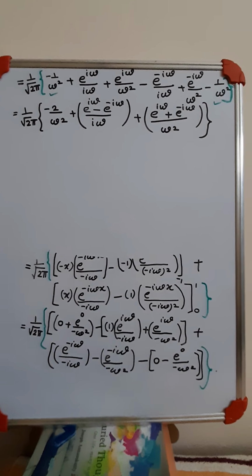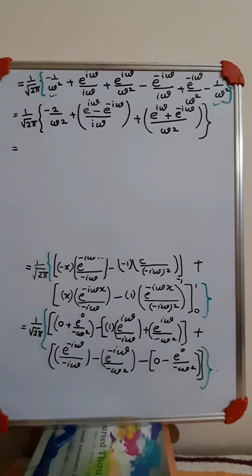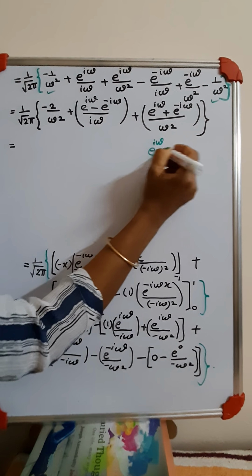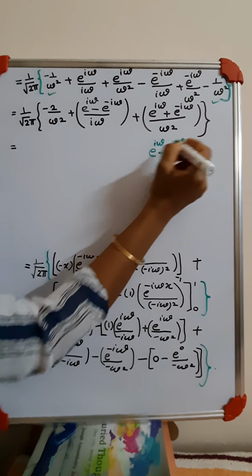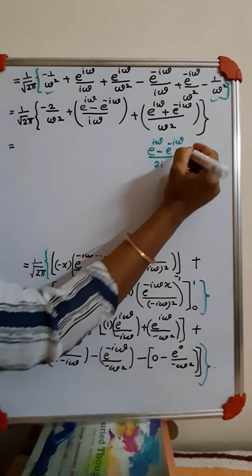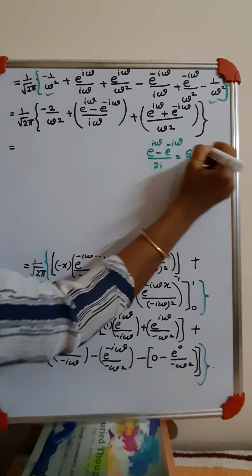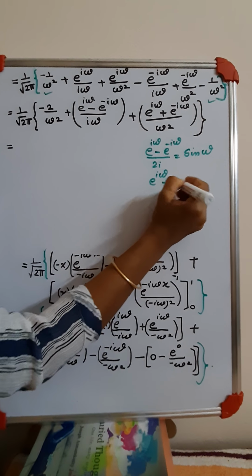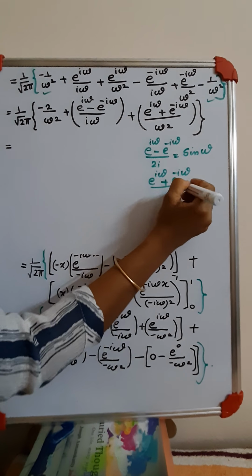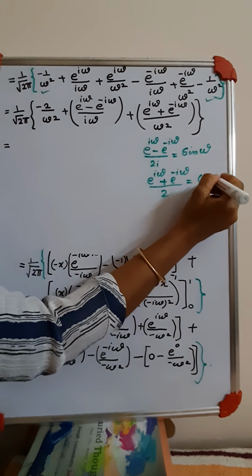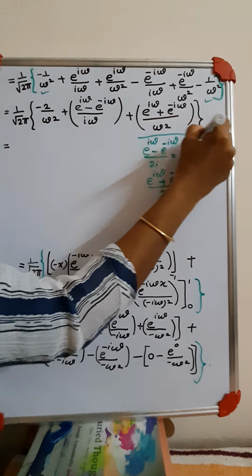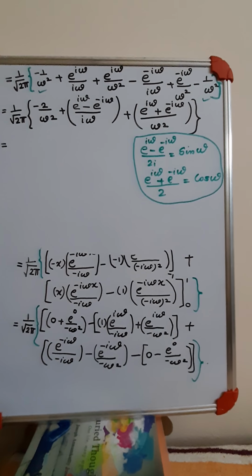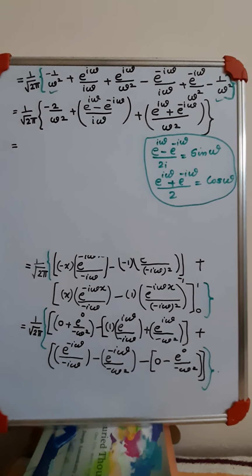Okay. Now we can write that is equal to, and we have a formula like this: e raised to I omega minus e raised to minus of I omega divided by 2I is equal to sine omega, and e raised to I omega plus e raised to minus I omega divided by 2 is equal to cos omega. We have two formulae like this. These two formulae are already given in the starting.